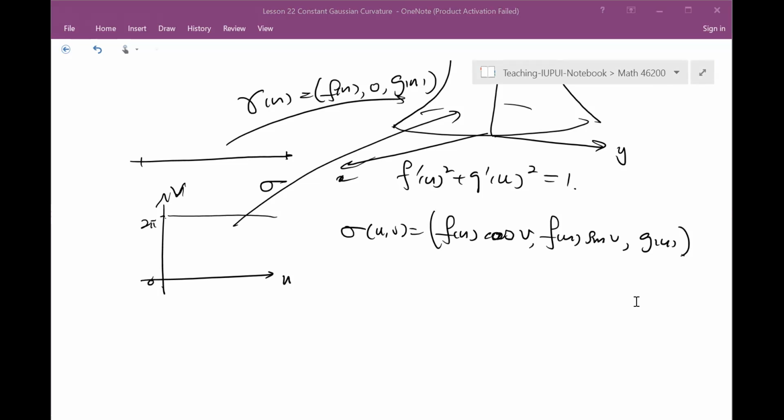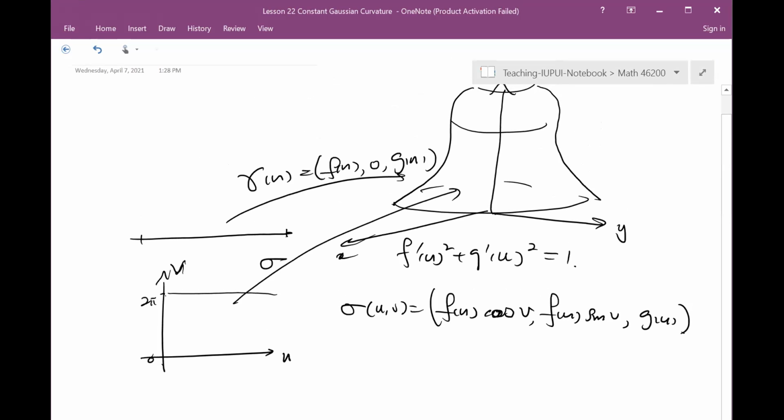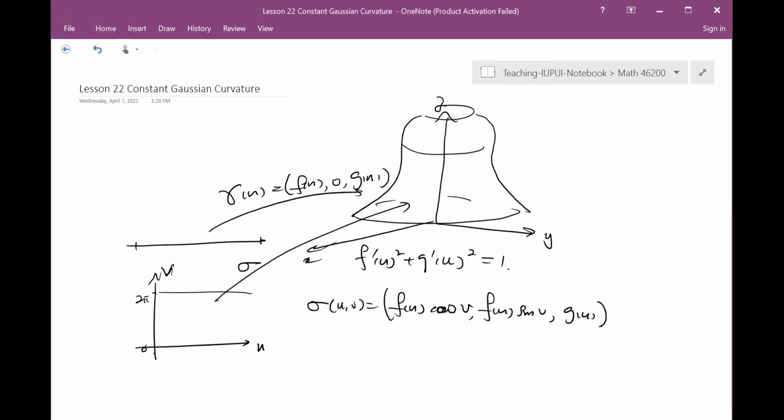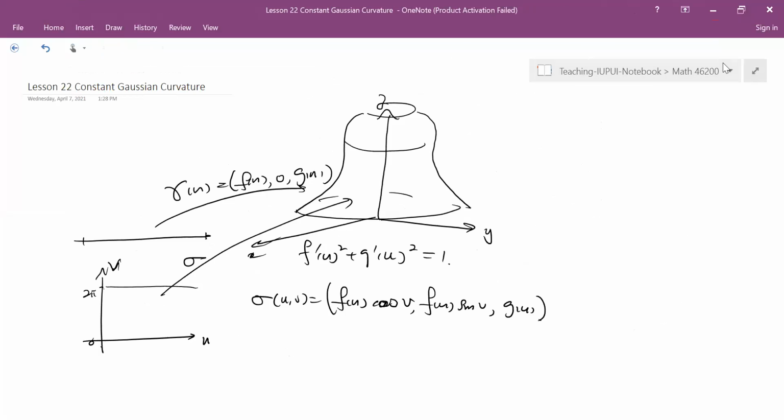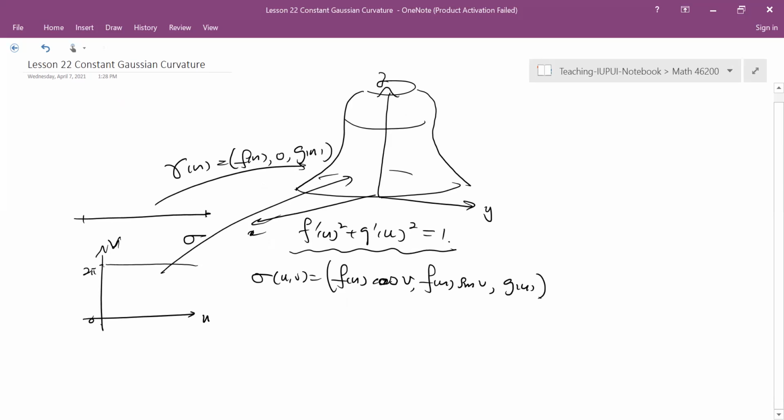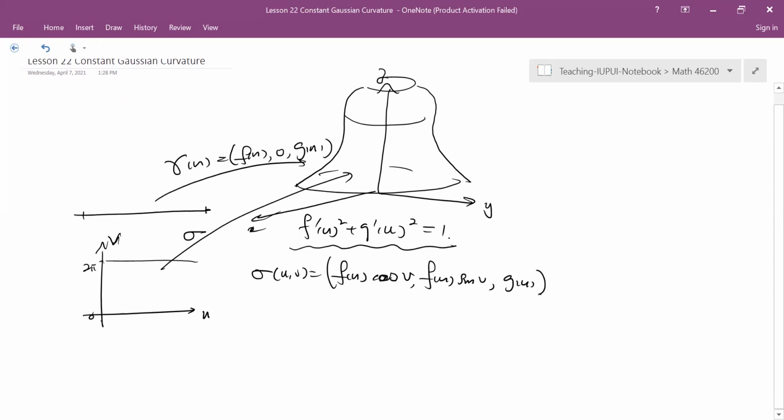All right, so we're going to study the surface of constant Gaussian curvature. We'll begin with a unit speed curve in the XY plane. Unit speed means f prime(u) squared plus g prime(u) squared equals 1. So if f prime(u) is determined, g prime(u) will also be determined. Essentially, you only have one function here.